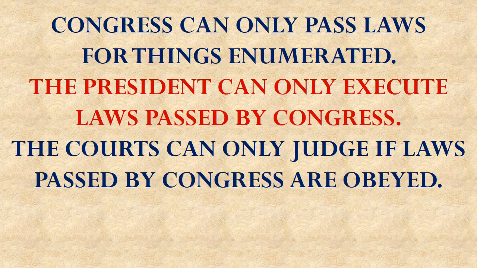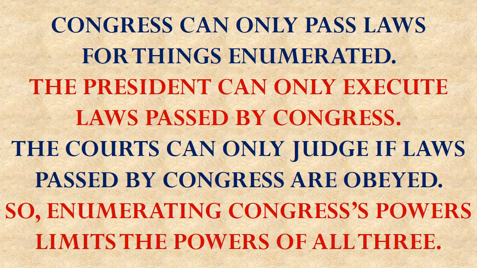And that then limits the courts also, because they can only judge whether or not somebody has obeyed a law that Congress first passed. So Congress being limited to only pass certain kind of laws then limits the kind of cases that federal judges can even hear and decide. So in this way, enumerating the powers of Congress actually limited the power of the entire national government to only be about those things on the list that was enumerated in Article 1, Section 8.